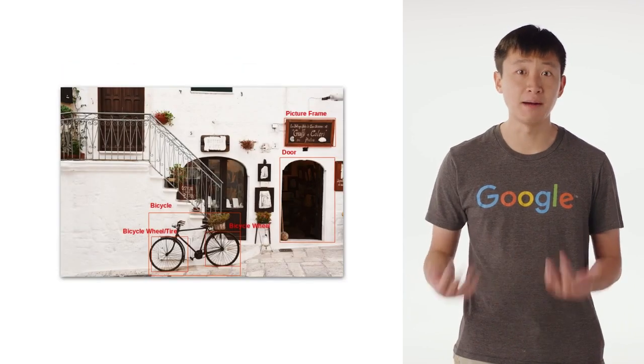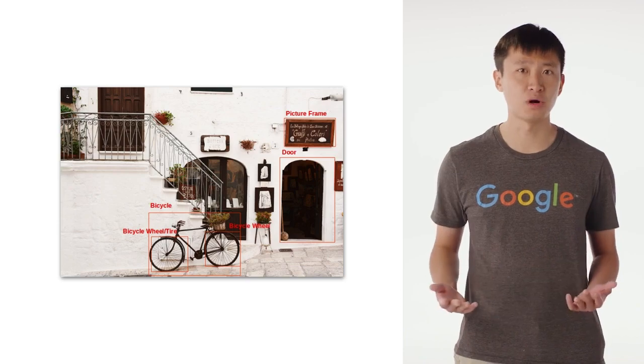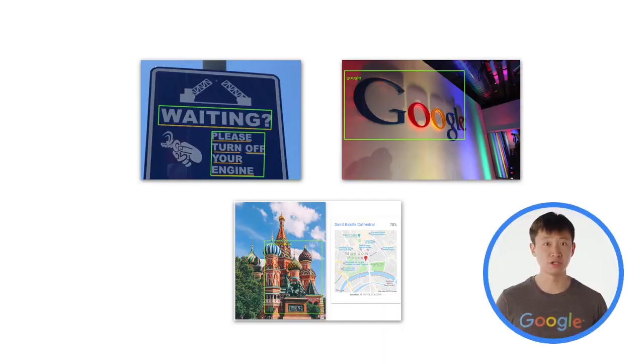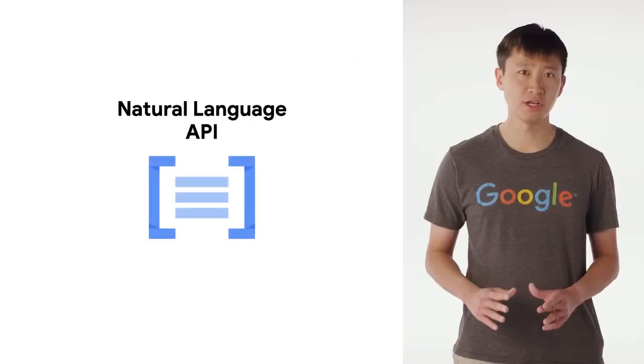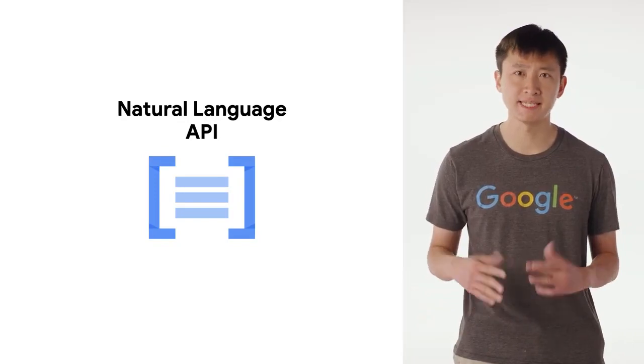Another feature is object detection, detecting different objects in the image with a confidence score for each one. The Vision API also makes it easy to detect text, logos, and landmarks. Another machine learning API to check out is the Natural Language API, which helps you analyze text.